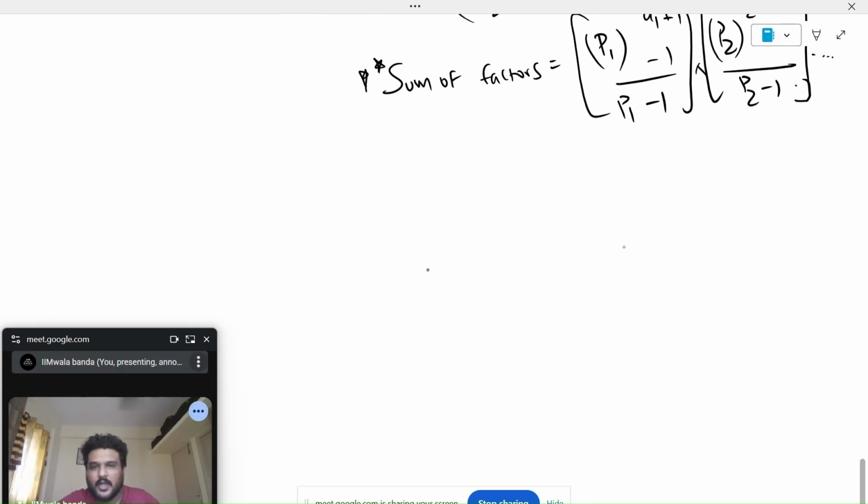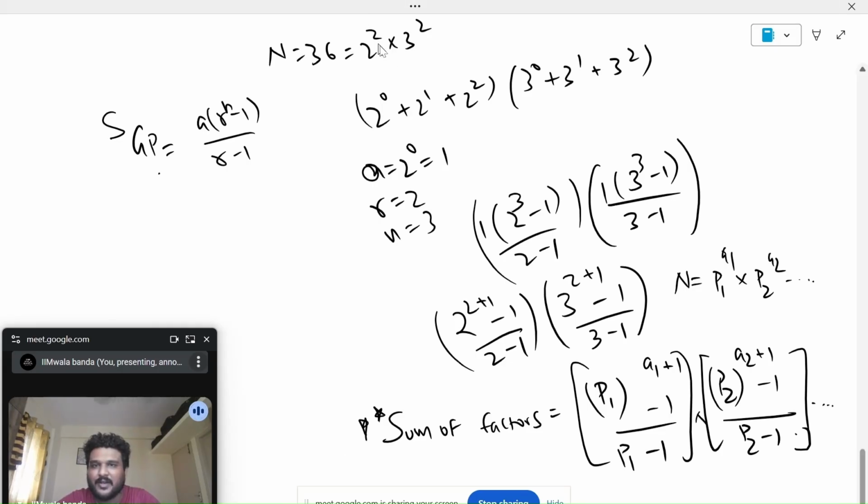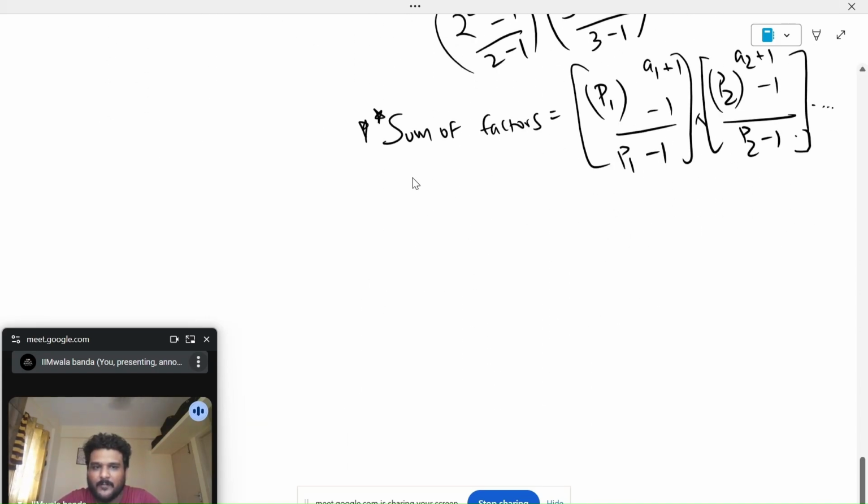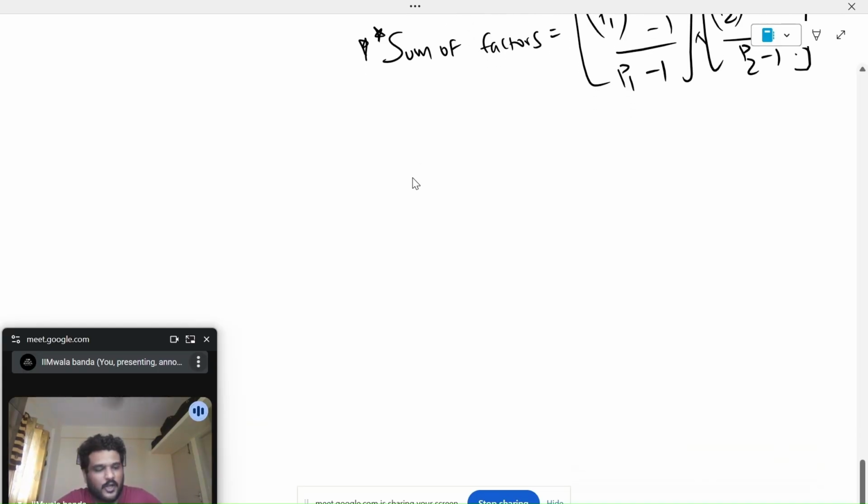All right. It looks intimidating, but it's so easy. As soon as I get a number, I can quickly write it as 2 to the power 2 plus 1 upon 2 minus 1, 2 to the power 3, 3 to the power 2 plus 1 minus 1 upon 3 minus 1. So in this case, p1 to the power a1 plus 1. So p1 is 2, power is 2. So p1 to the power 2 plus 1 upon 2 minus 1. Because p1 is also 2.